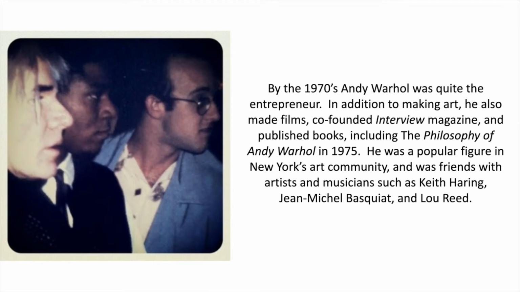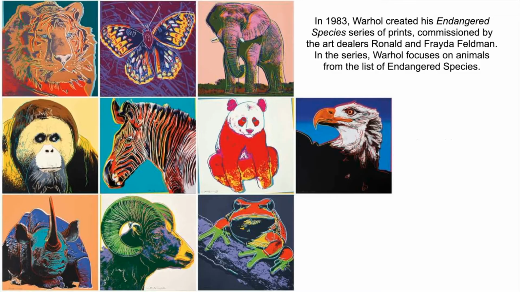By the 1970s, Andy Warhol was quite the entrepreneur. In addition to making art, he also made films, and he co-founded Interview magazine and published books, including The Philosophy of Andy Warhol. He was very popular in New York City's art community, and he was friends with artists and musicians. And he was friends with another very famous artist we've learned about, Keith Haring. And of course, he was also friends with Jean-Michel Basquiat and Lou Reed.